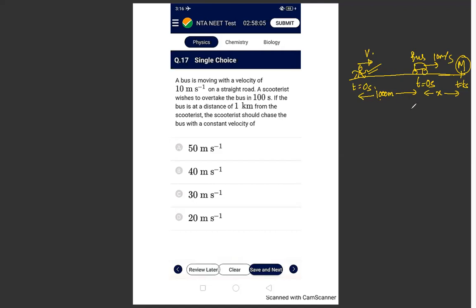We can write the equation, since they both must have traveled for equal time: V into T should be equal to 1000 plus 10 into T. Clear to all of you? We are required to find V; the time is already given as 100 seconds. Just plug in this value and we get V. You will probably get it as 20 meter per second.